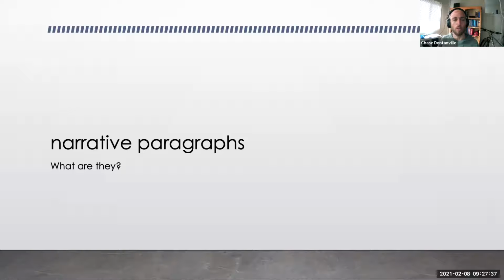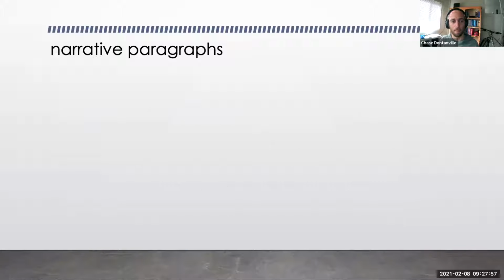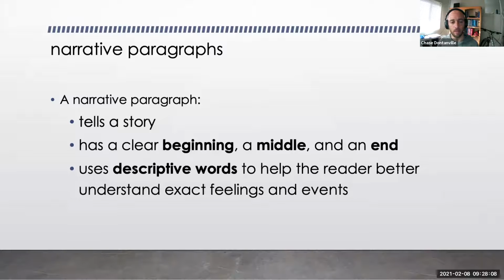So first, what are they? What are narrative paragraphs? A narrative paragraph tells a story or describes an event. For example, when you watch a movie, you are usually watching a narrative. So a narrative is a story. A narrative paragraph tells a story. It has a clear beginning, middle, and end. It uses descriptive words to help the reader better understand exact feelings and events, or better see the story.